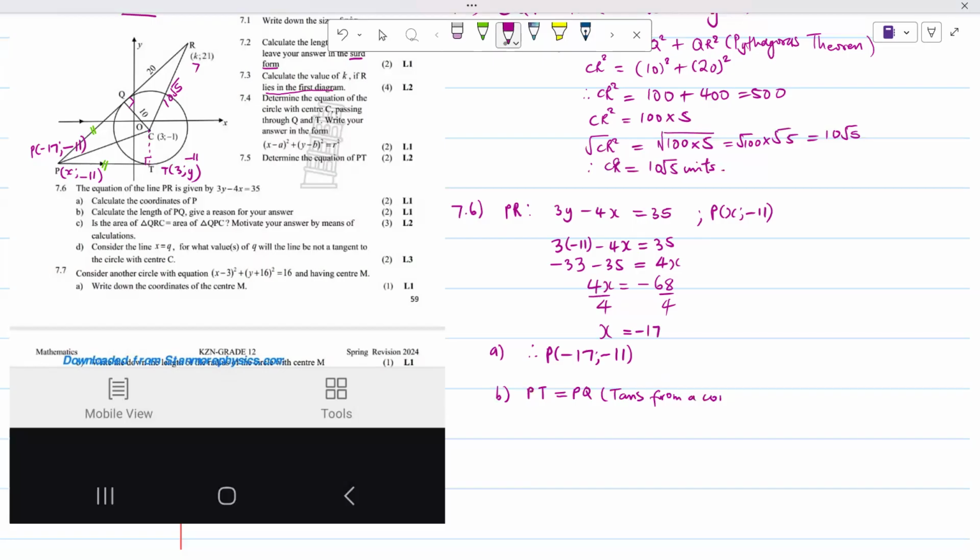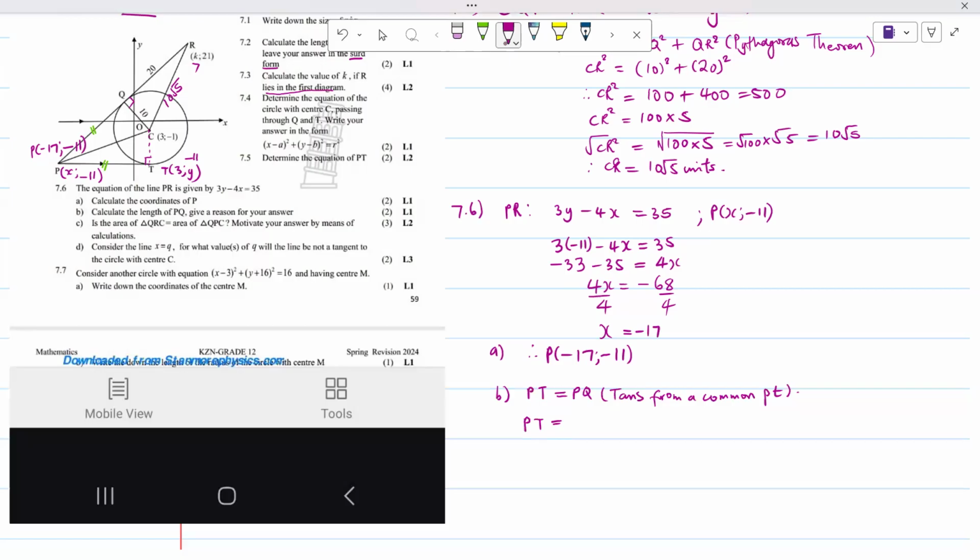Remember, PT is a horizontal tangent, which means the y coordinates do not change. Then finding the length of PT, I can ignore the y coordinates and then subtract the x coordinates. So I'm going to have x at T minus what? x at P. So x at T will be 3 minus, and then x at P will be negative 17. And then this will give me 20.